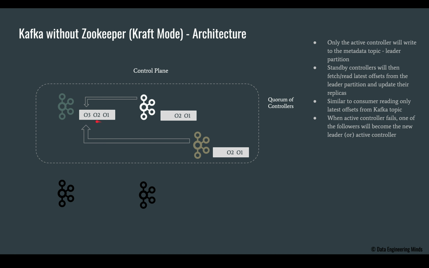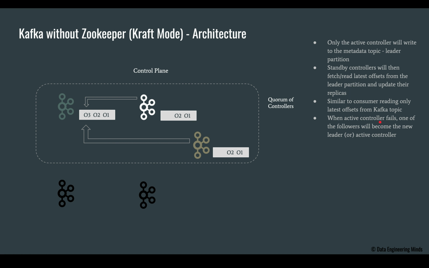For example, in this case, the active controller has finished writing metadata up to offset number 3, whereas the follower controllers or the standby controllers have read the metadata only up to offset number 2. So in this case, both of the standby controllers will make a fetch request to the active controller only for the latest offset, that is offset number 3, and then they will update their corresponding follower replicas.